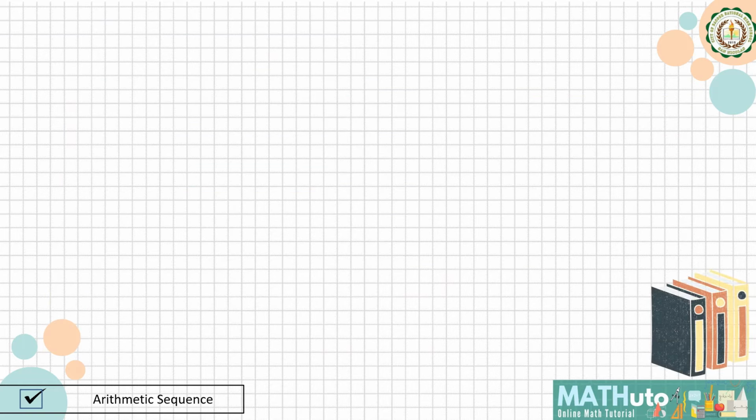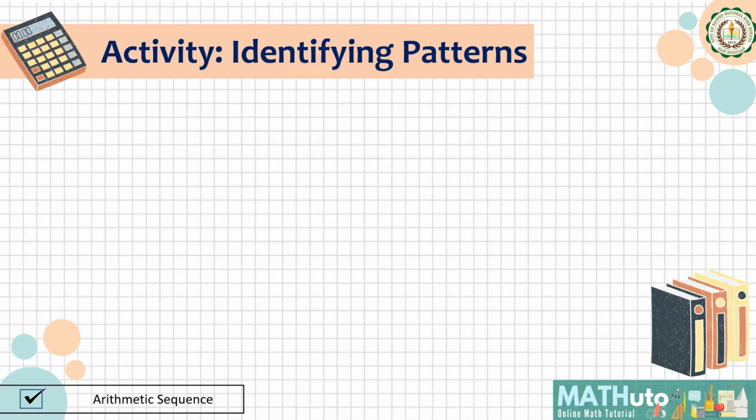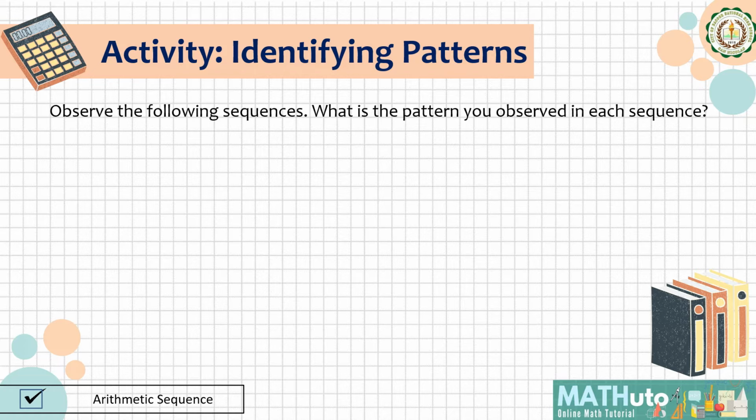In the previous module, you have learned that a sequence is an arrangement of objects, numbers, or even figures which follows a certain pattern. Also, you have learned about the processes in finding patterns of any sequence. In this activity, we will identify patterns. Observe the following sequences. What is the pattern you observed in each sequence? Number 1: 1, 4, 7, 10, 13.